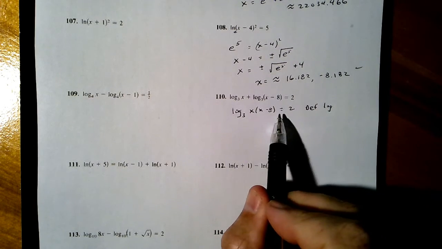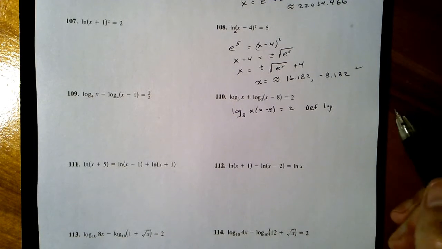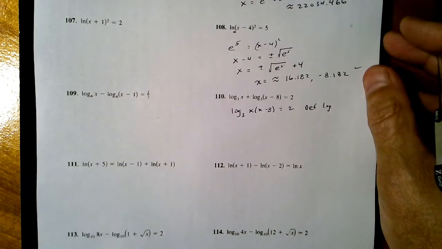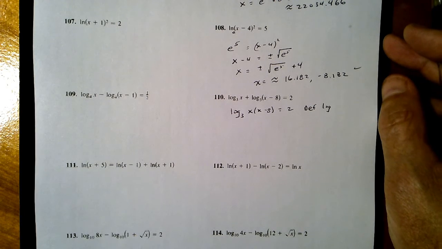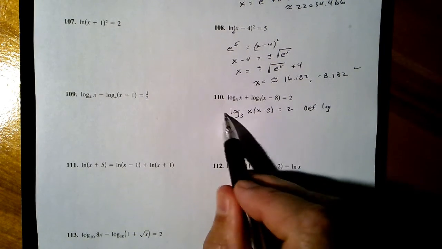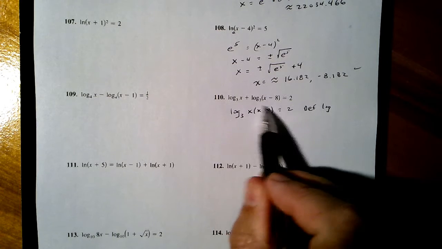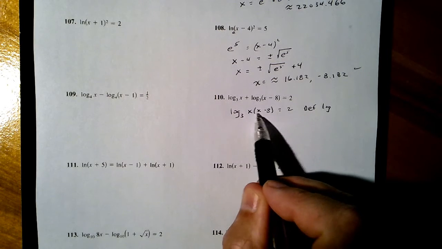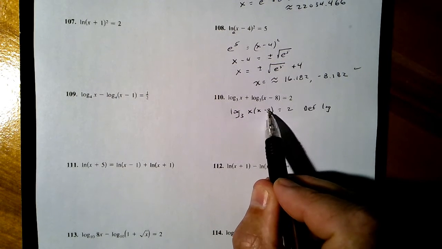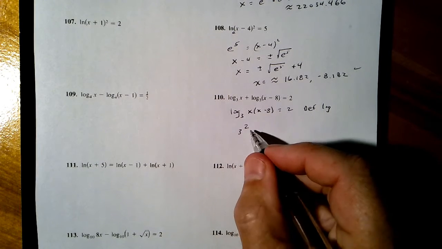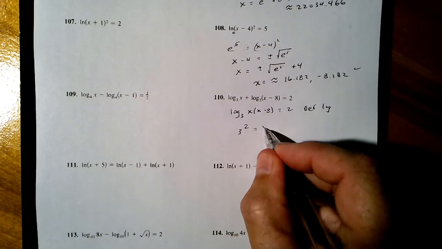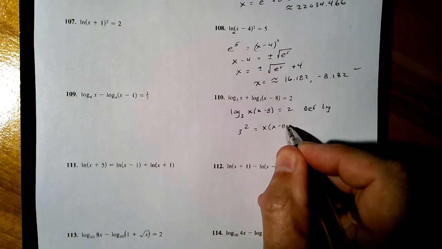Smash them together, definition of log. Oh, I know what the definition of log is. A logarithm is the exponent that turns its base into its argument. Can you apply it? This is the exponent that turns 3 into x times x minus 8. But this is 2. So 2 is the exponent that turns 3 into x times x minus 8.